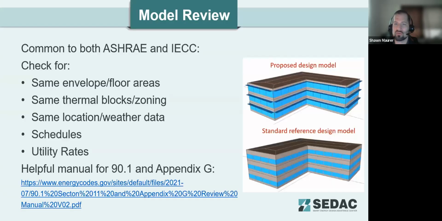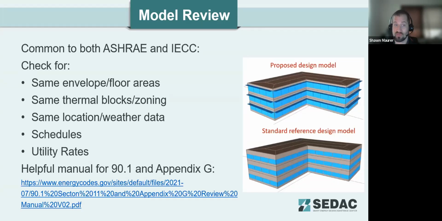So just a quick overview of the models, just to get a general understanding across and summarize up the points that we've talked about. Things that are common to both ASHRAE and IECC. When you're looking at these models and reviewing them as a code official, you want to make sure that they both have the same envelope and floor areas. You want to make sure they have the same thermal blocks and zoning within the building.